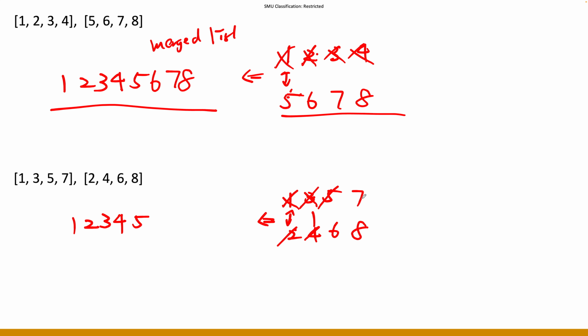And then you have 5, and then 6 compared to 7, 6 goes in. 7 compared to 8, 7 goes in. And this is the final element. It goes into the merge list without comparison.